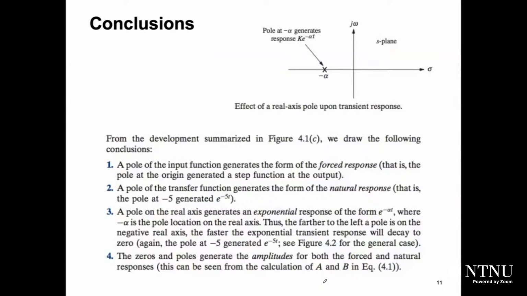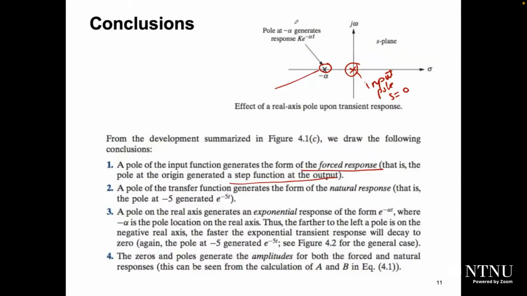So the conclusion: a pole of the input function will generate the form of the forced response. So the forced response will be generated due to the input pole. And it's a pole at the origin, which is generated by the step function at the input. We will have something here in the origin, right? We call it input pole, right? This input pole is in fact s equal 0, and it's generated because of the input. And this one will generate the forced component. A pole of the transfer function will generate the form of the natural response. So this one will generate the natural response.